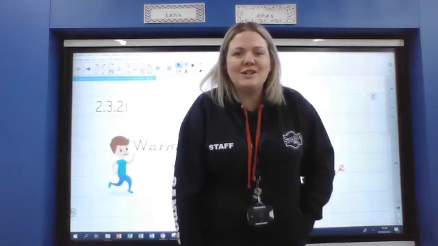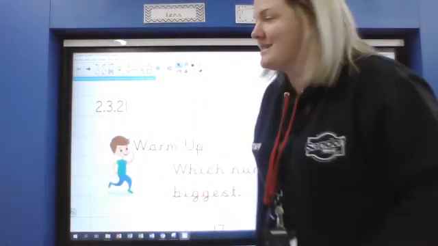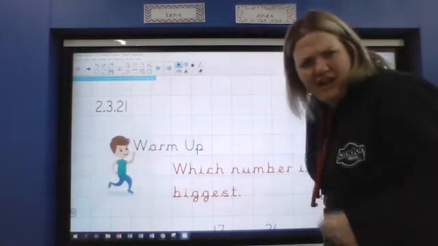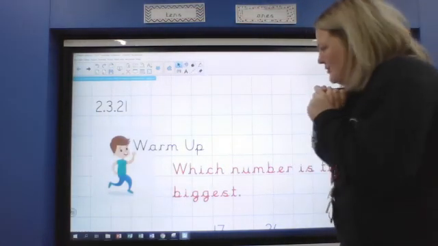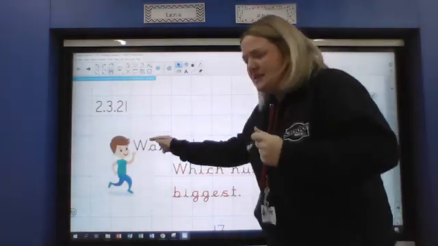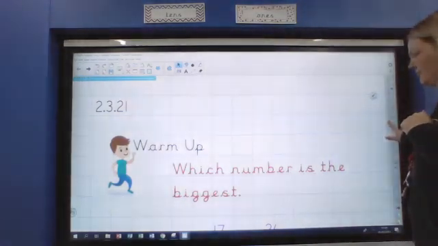Morning, Year 2. It's Tuesday, the 2nd of March, and it's time for our maths. So, here's Bob. Bob's ready to warm up, and I'm very cold today after such a lovely weekend. It's a bit cold this morning, so I need to warm up. I need to get my brain warm and active. So, Bob is ready. Let's have a look what he's asking us to do.